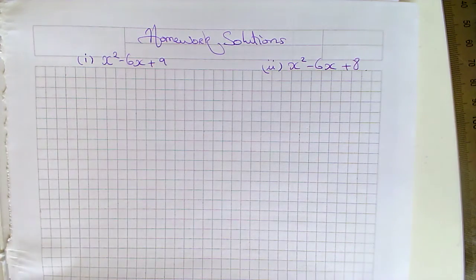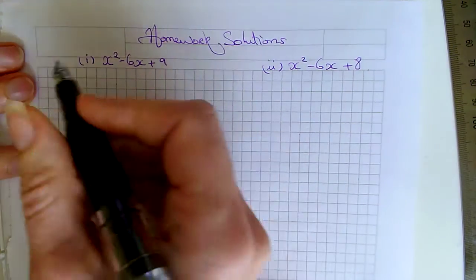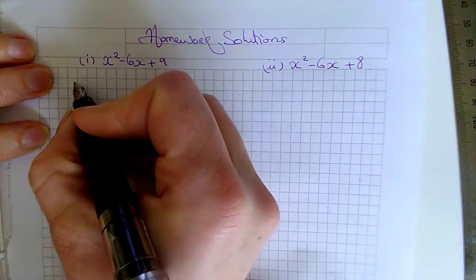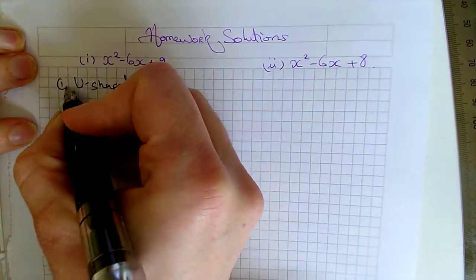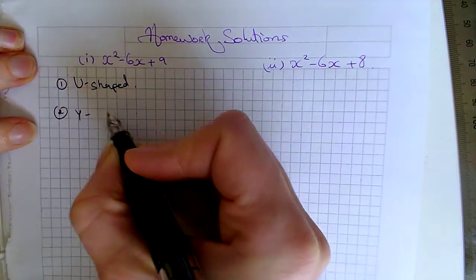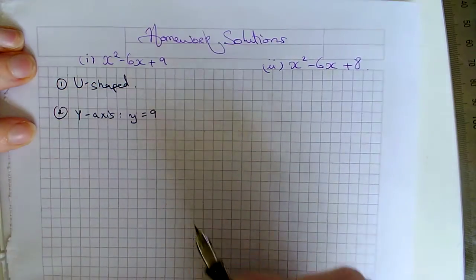So let's look through the homework solutions that you had on Monday. I asked you to sketch the graphs of these functions here. So we'll write down the three pieces of information that we have. We know that it is U-shaped because x squared is positive. We know that the y-intercept is at y equals 9.